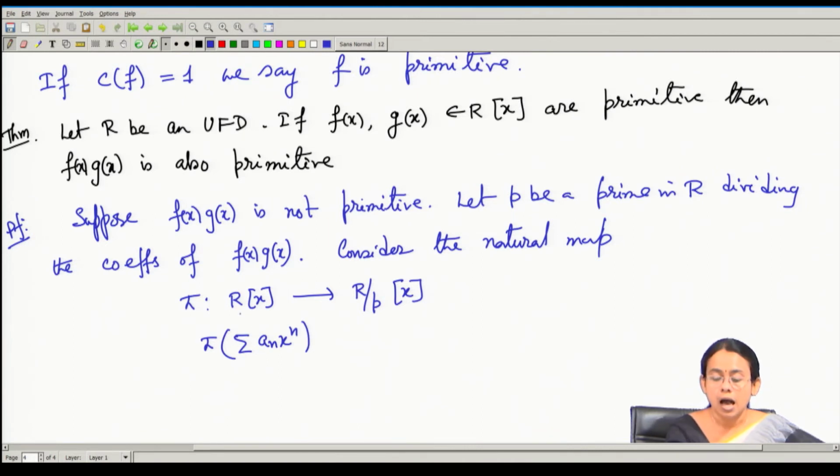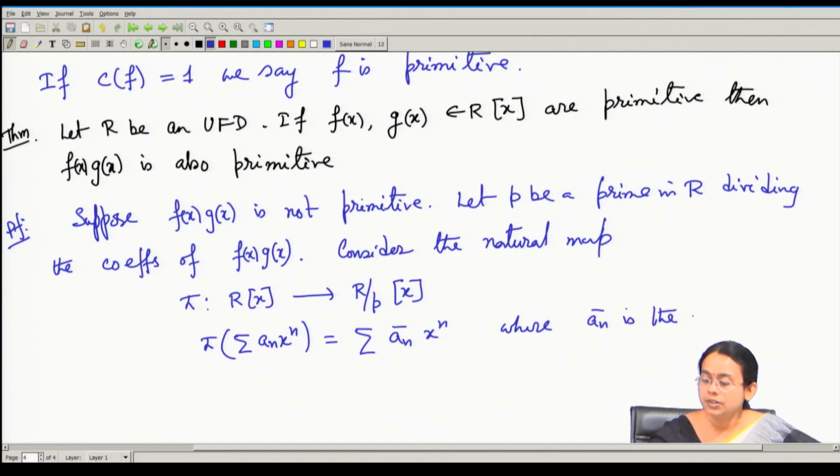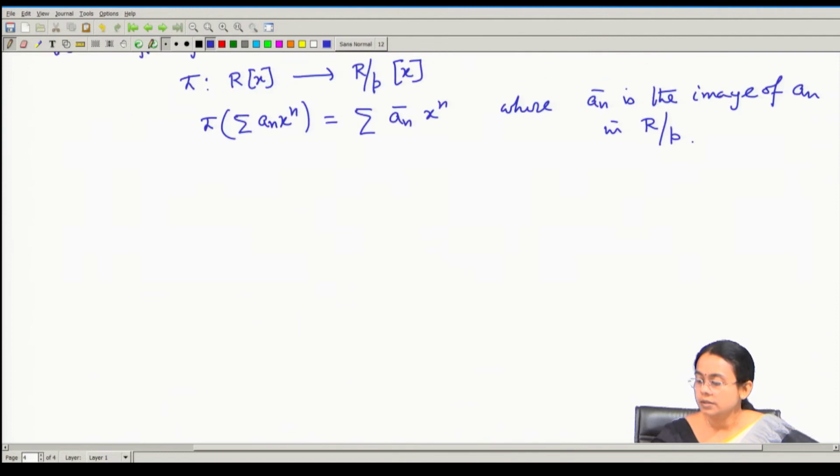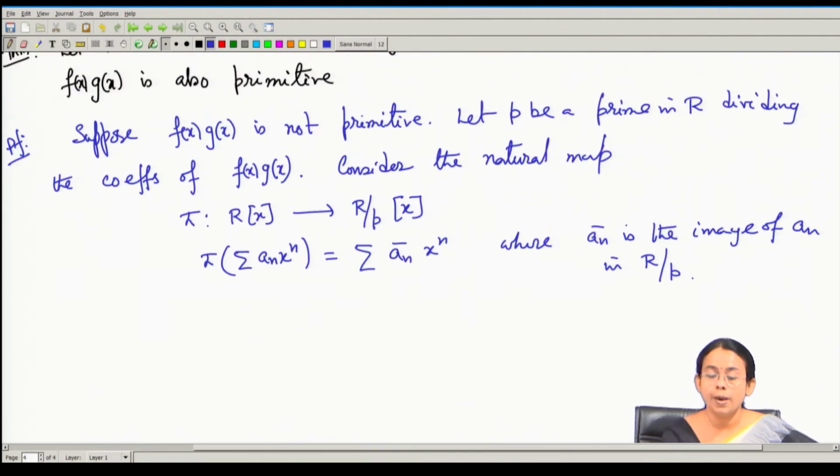these a_i's are in this UFD R, is sent by this map pi by taking each coefficient modulo this prime p. So I am sending it to the summation of a_n bar x to the power n, where a_n bar is the image of a_n in R/P. This is how I have defined this map pi.